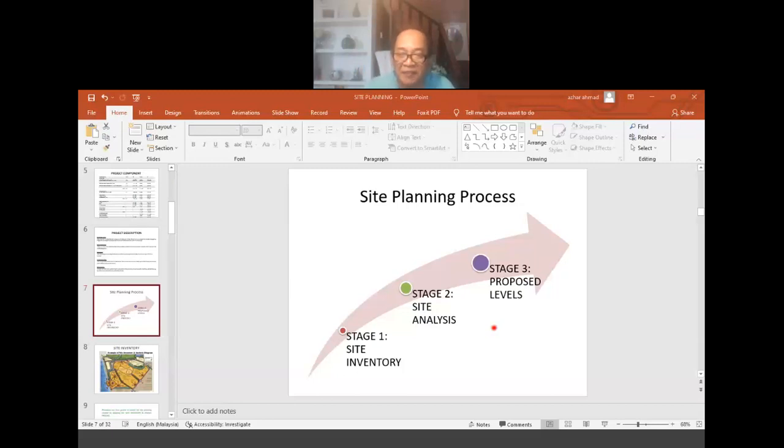Okay, so you need to concentrate maybe the first 3 to 4 weeks to come up with the proposed levels. And the way to achieve these proposed levels is by going through stage 1 and stage 2, where stage 1 would refer to the site inventory and stage 2 would refer to the site analysis. And from these two stages, we can then come to a stage where some proposed levels can be included into the site. So at stage 3 is where you are able to propose some relatively workable and justifiable levels for the overall site.